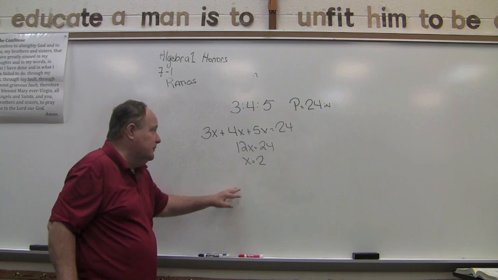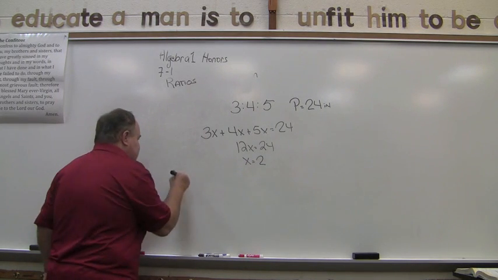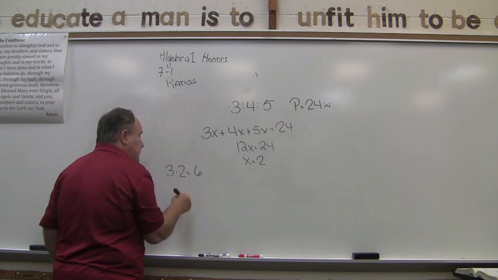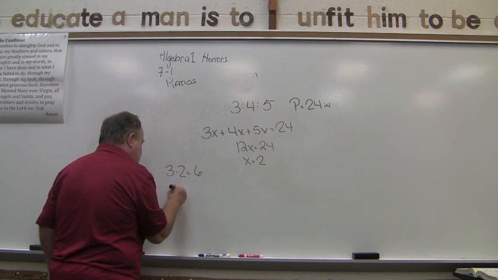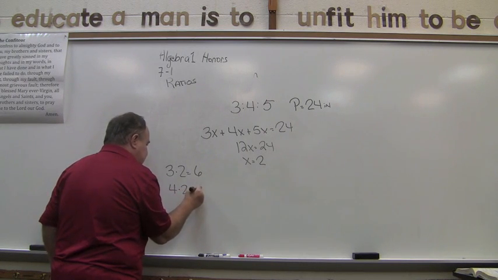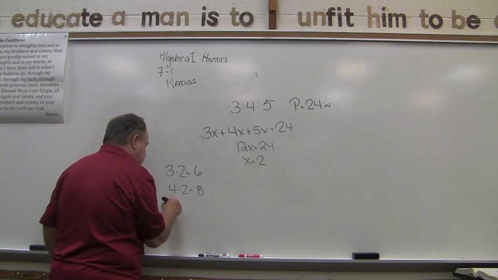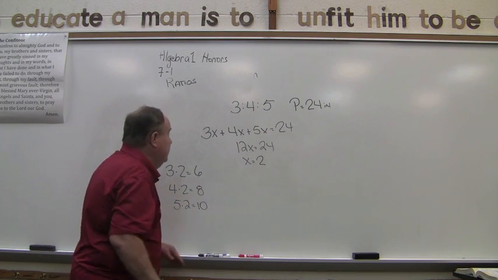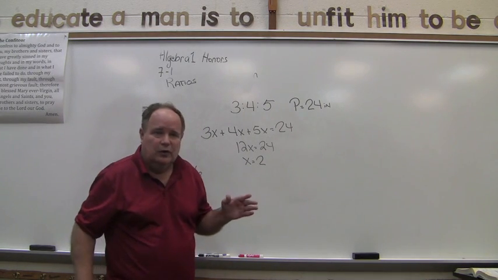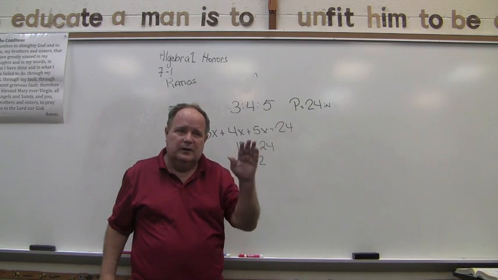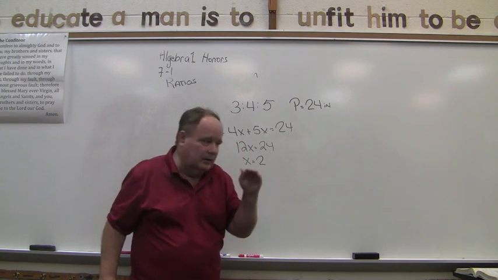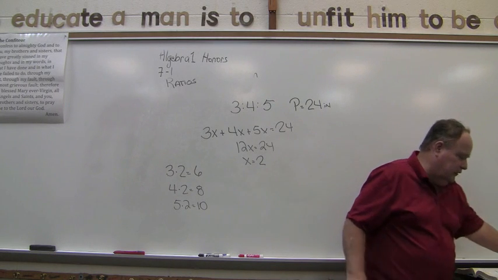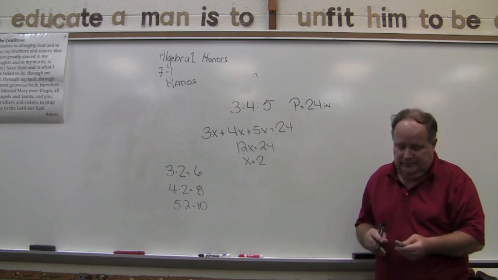This isn't the answer. So to get the answer, one of my sides is going to be 3 times 2, which will be 6. Another one of my sides is going to be 4 times 2, which will be 8. And the last one of my sides will be 5 times 2, which will be 10. Okay? And again, this is about ratios. Ratios are two numbers that are being compared with each other. All right? And this basically is the end of lesson 7-1, ratios.